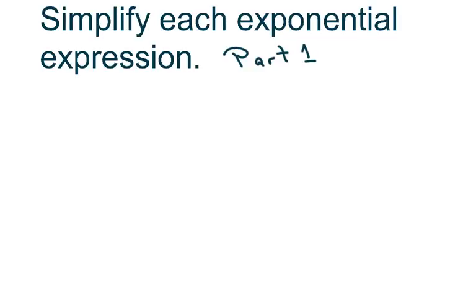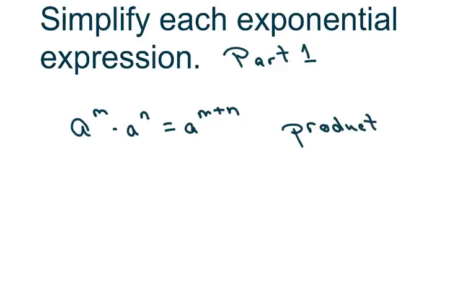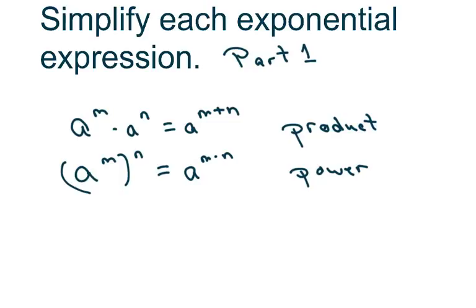So we need to remember that a to the m times a to the n equals a to the m plus n. And that's your product property. And your power property is a to the m power to the n equals a to the m times n. That's your power property. And your quotient property, a to the m divided by a to the n equals a to the m minus n. That's your quotient property.